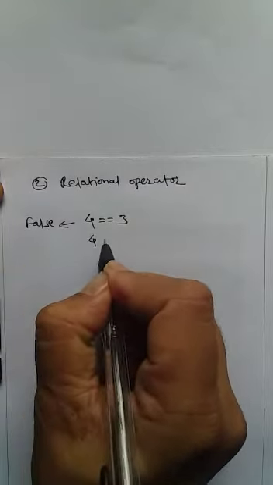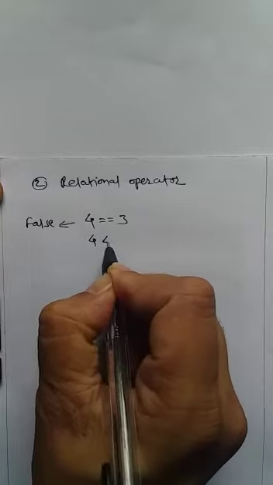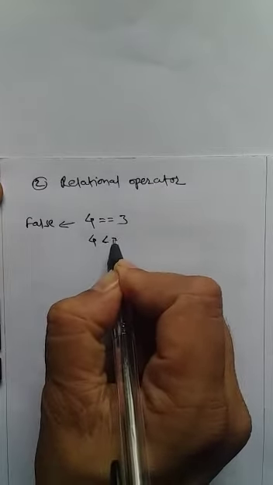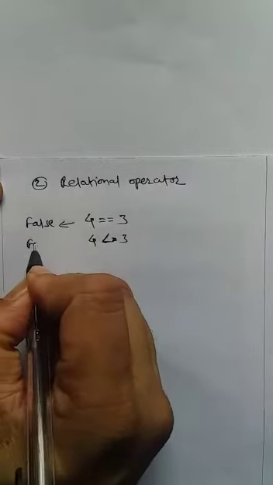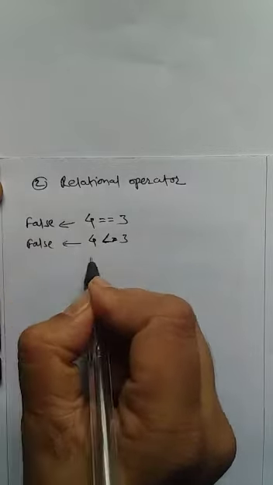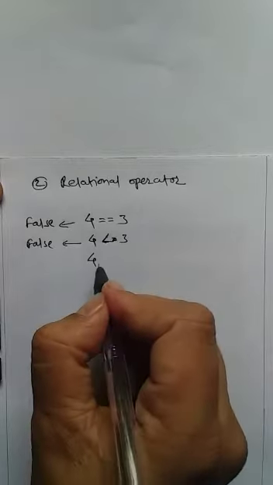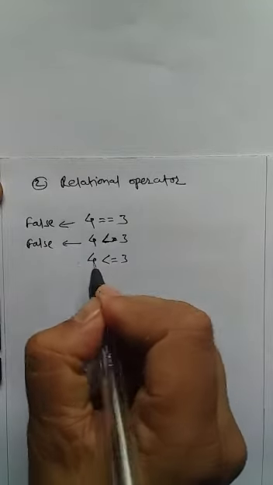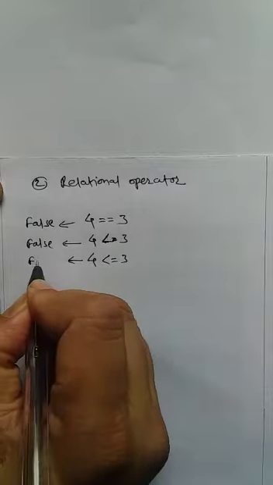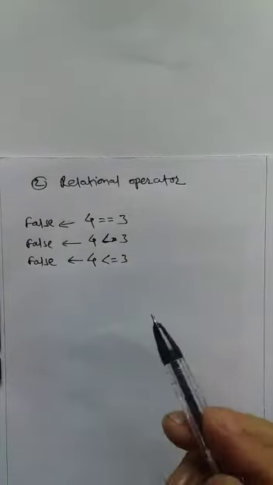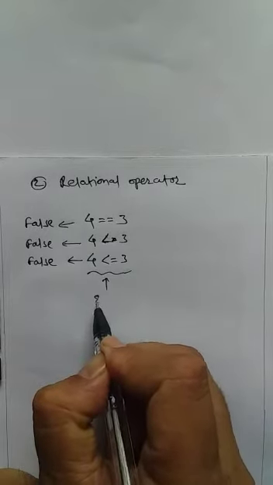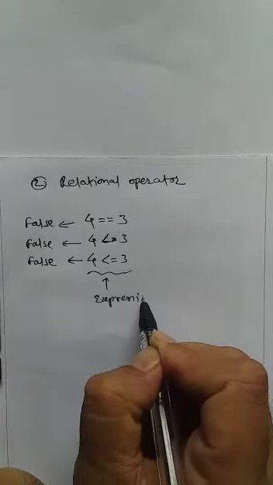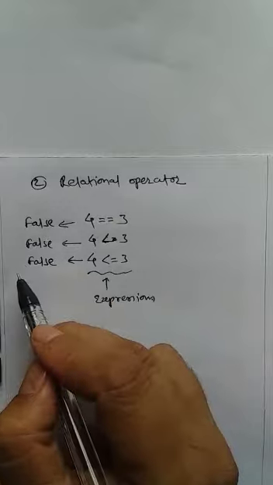If I write 4 is less than 3, what will it return? False. If I combine these two, 4 is less than or equal to 3, again it will return false. So I have written three expressions, and these are the relational expressions. I have written them in such a way that all of them return false.